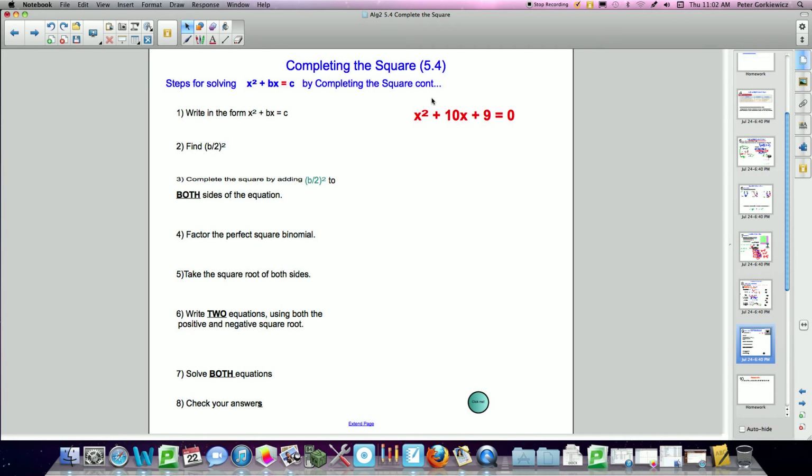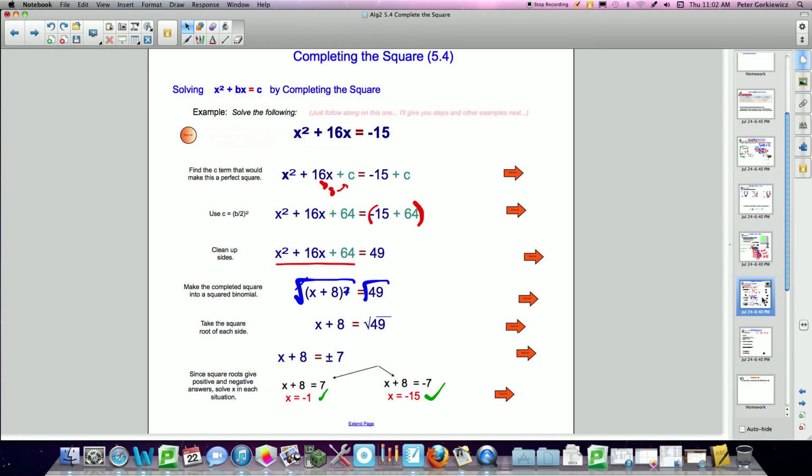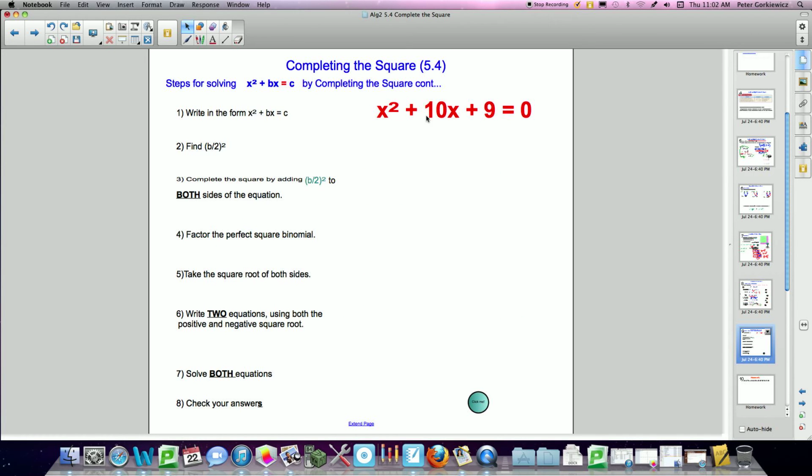So this is the same sort of idea, but instead of having this on this side, and just like this one, you could have factored this. On some of them you can't. This one we can factor, right? We could break this into x plus 9 and x plus 1, right? And so I'm guessing this is 1 and negative 1. So we know that we can solve this by factoring. Let's try to do it by completing the square.